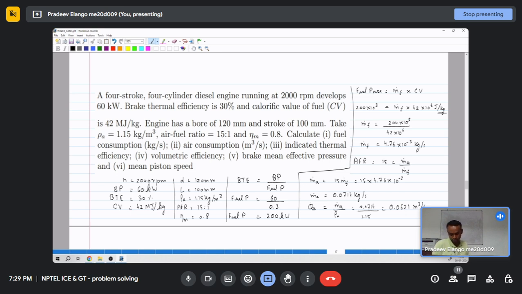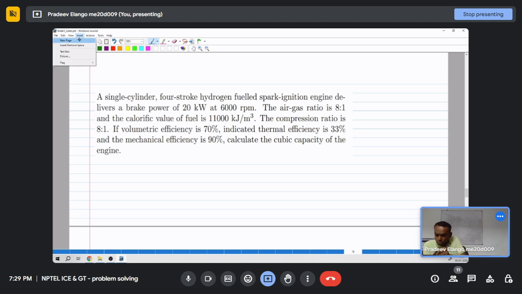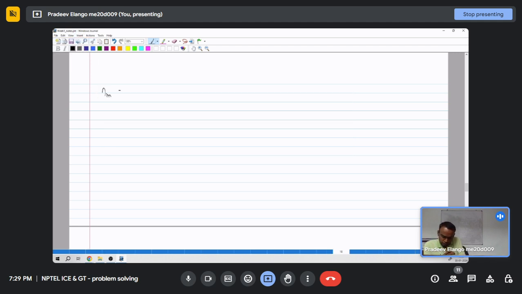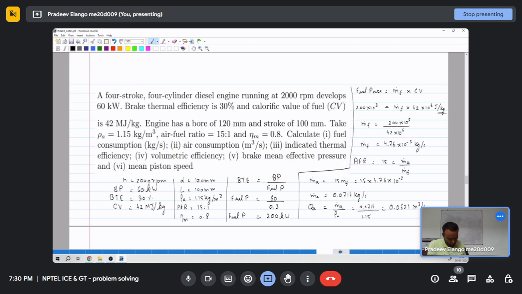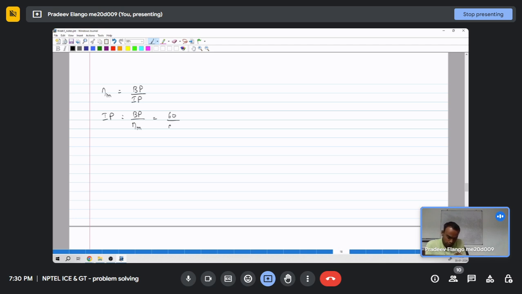Next is indicated power. We know the mechanical efficiency is 80%, and that is brake power by indicated power. So indicated power is equal to brake power by mechanical efficiency. Brake power is 60 kilowatts, and efficiency is 0.8. So you can calculate the indicated power: 75 kilowatts.